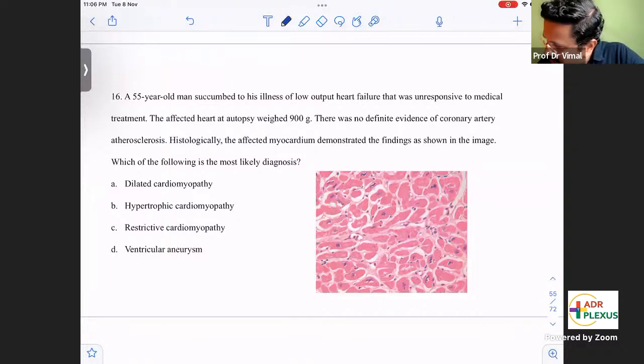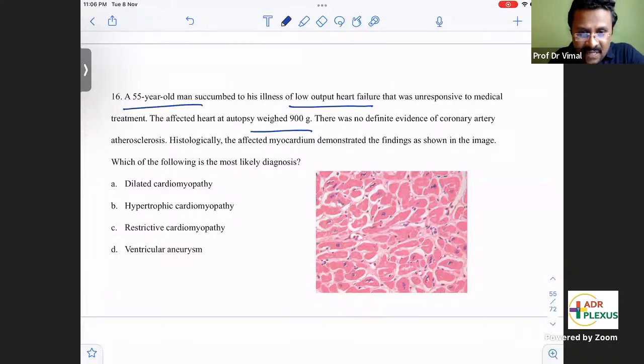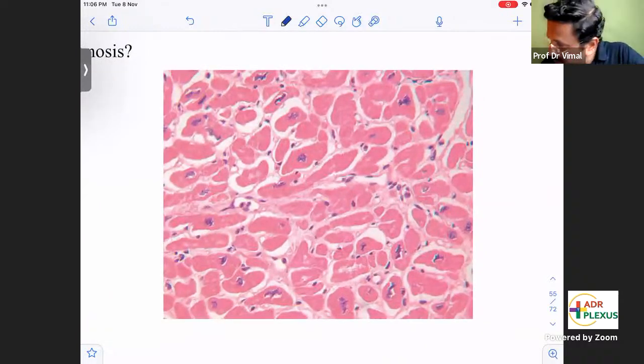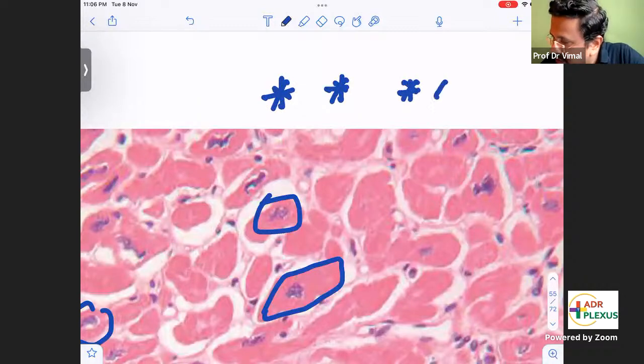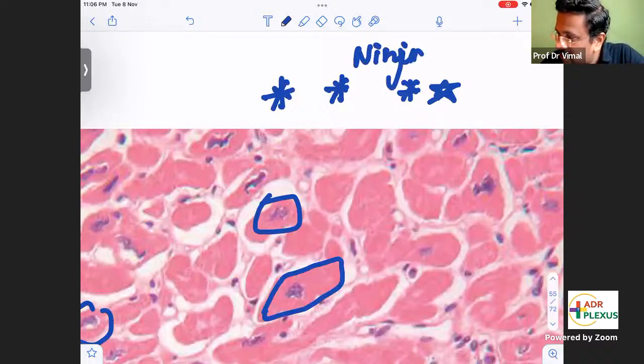Yes, what is the thing? So here, the man is actually having a low output heart failure, and the heart is actually weighing 900 grams. And very important one here you have to know is, see this, the myocardial fibers are hypertrophied, agreed. But what is this finding of the nucleus? The typical appearance of the nucleus is called the ninja star appearance. So this is that ninja star appearance.